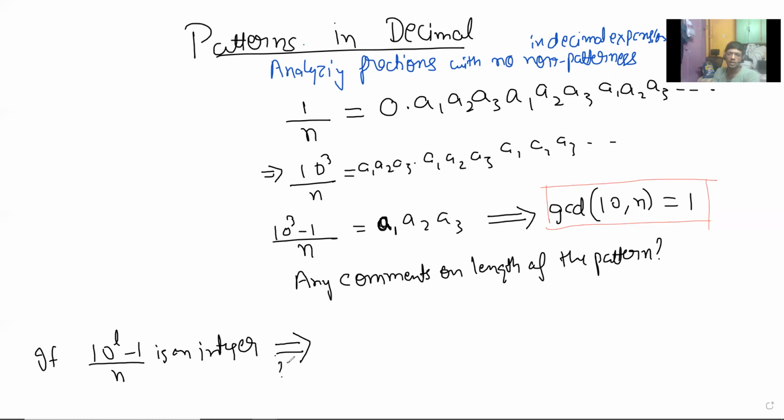Can we say that? Certainly if the pattern length was 10, then n should divide 10 to the power 10 minus 1, and so on. But if I take the smallest L such that n divides 10 to the power L minus 1, does it mean that the length of the pattern is L?